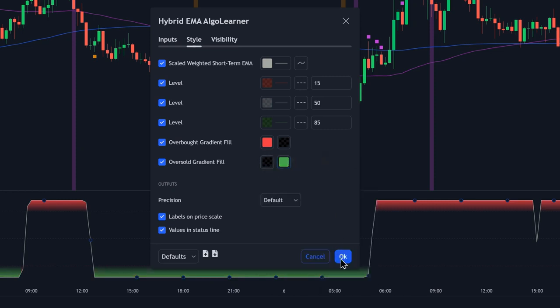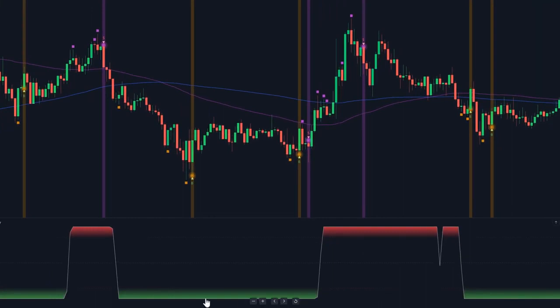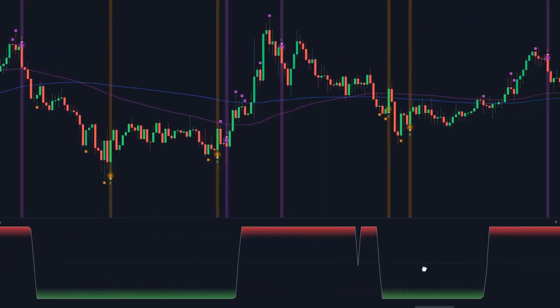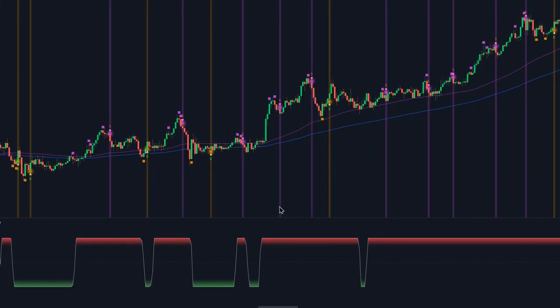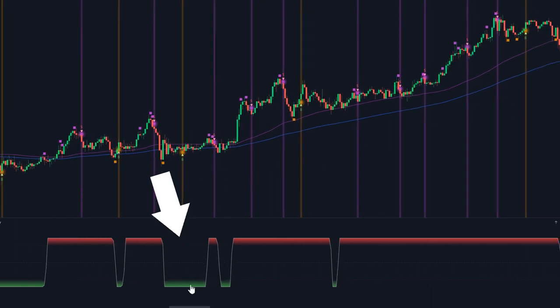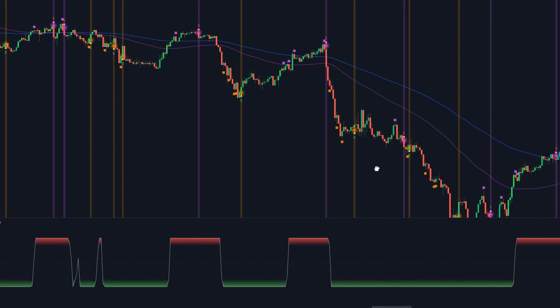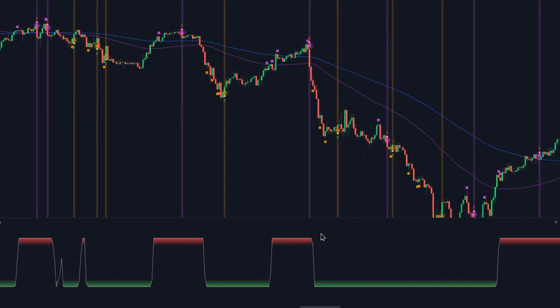After that, click OK. We're going to be using the hybrid EMA, basically this new indicator we've just added, to identify pullbacks in the market. In a bullish trend, for example here, a pullback is identified by a sudden dip in this indicator, like it did right here. This is also another pullback, and this is another one. In a bearish trend, for example here, a pullback is going to be identified by a sudden jump in this oscillator. So this red colored section is a pullback. And this is another one.